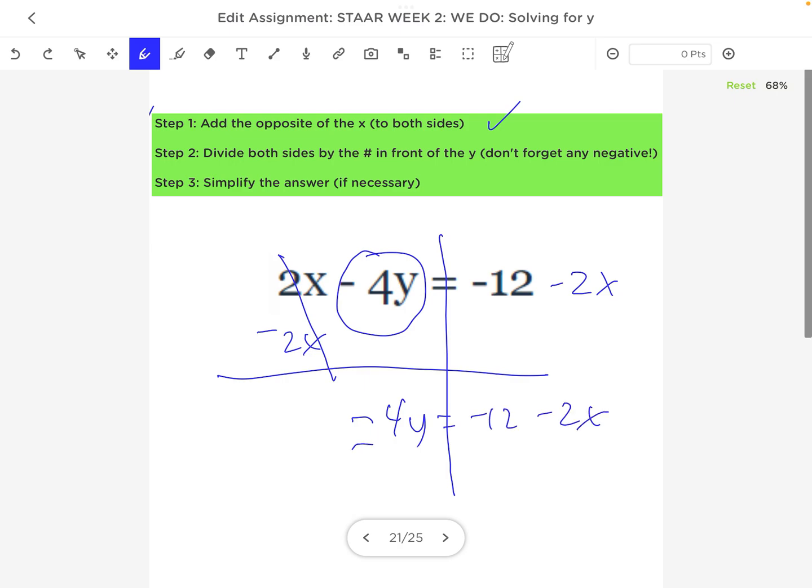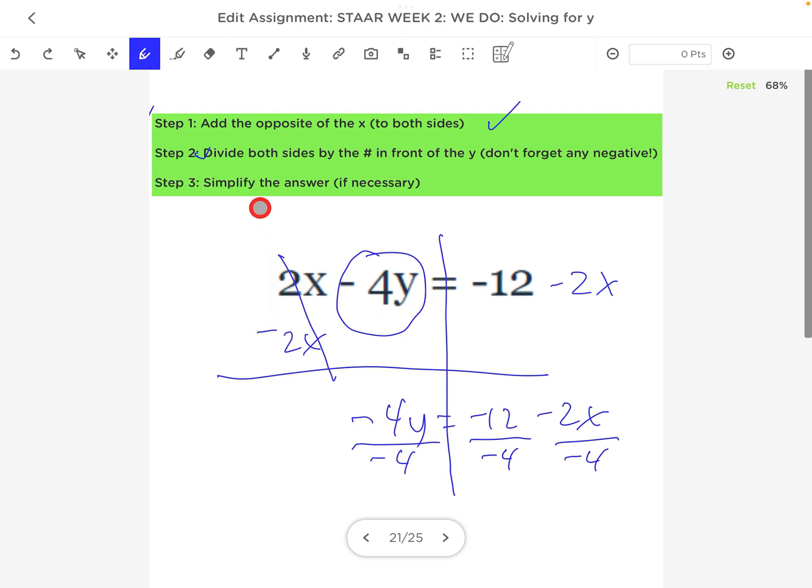Okay, so I said divide both sides by the number in front of the y. So that is negative 4. So I'm going to divide that by negative 4. If I do that to the left side, I have to do it to the right. So I'm going to divide that by negative 4, and I'm going to divide that by negative 4. Okay, so we've done step number two as well.